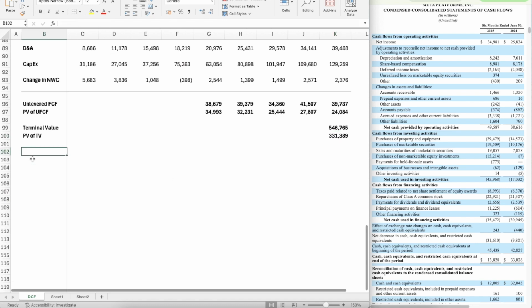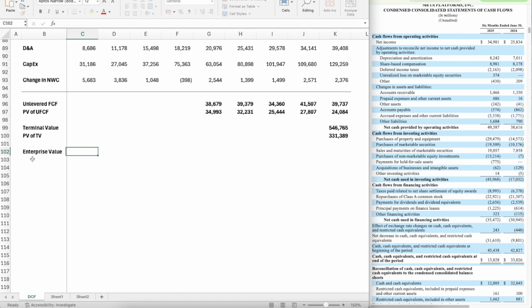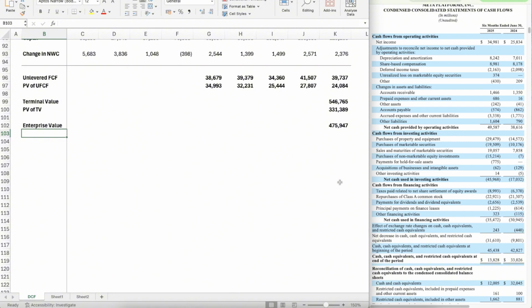And after that, it's the enterprise value. And this is the sum of the present value of all the cash flows that it's going to generate. So that includes the present value of the terminal value plus all of these present value of cash flows forecasted. So 475 billion. Then what's the next? Then we add cash and we subtract debt. And this will give us our equity value.